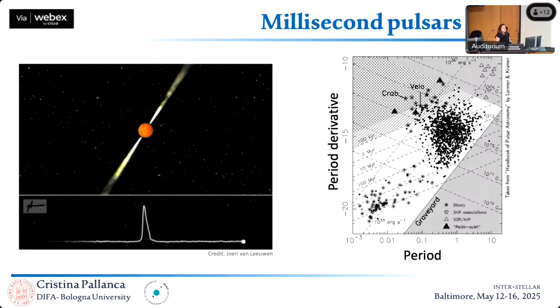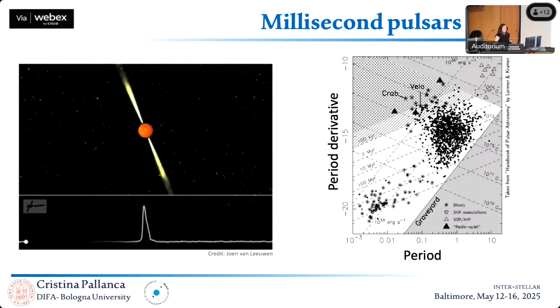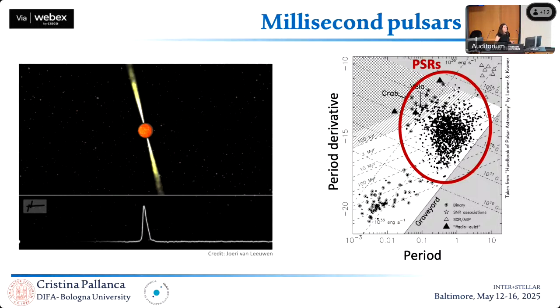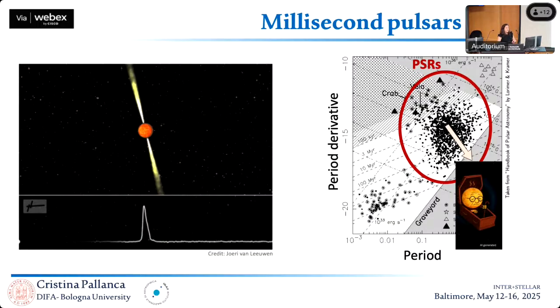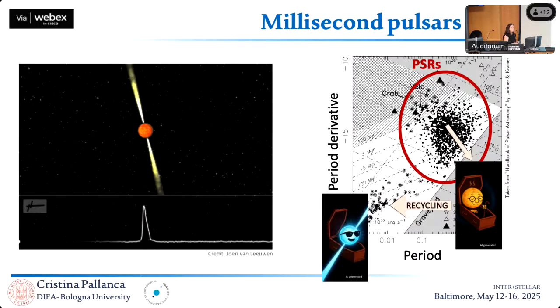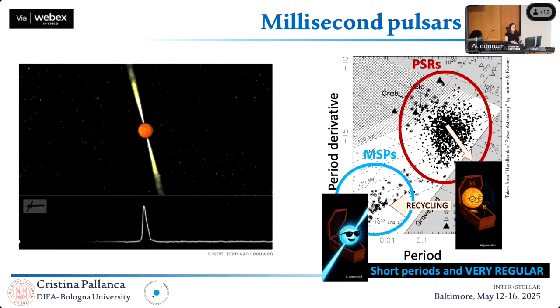Millisecond pulsars are a special class of pulsars. So what are pulsars? They are rotating neutron stars that emit a periodic signal, like a lighthouse. And during their lifetime, the pulsars slow down until they die. But then, if we locate this system in a binary system, we can resuscitate them thanks to the recycling scenario. And so we are in front of the millisecond pulsar subpopulation, which is the typical population hosted in globular clusters. Millisecond pulsars are characterized by very short periods, and they are very regular.